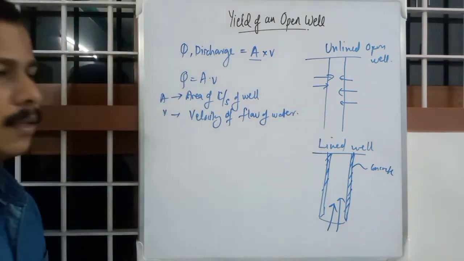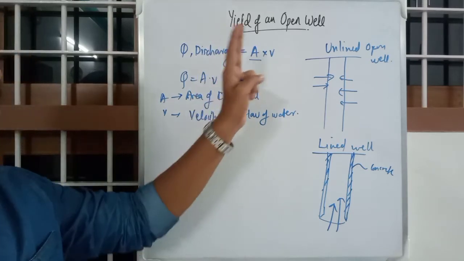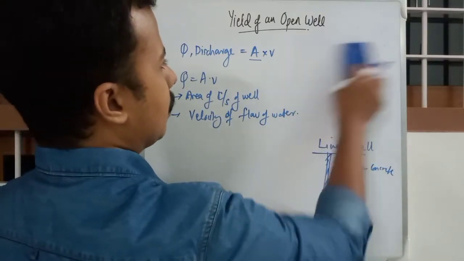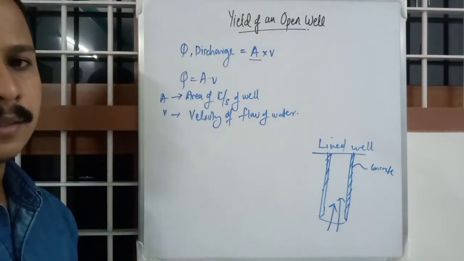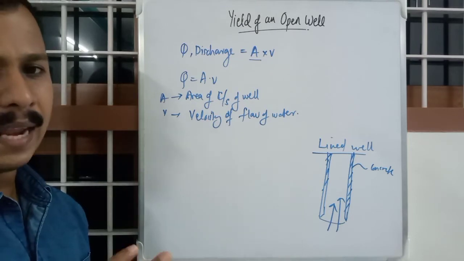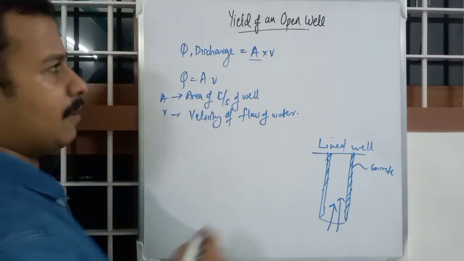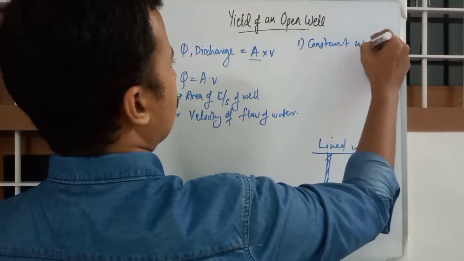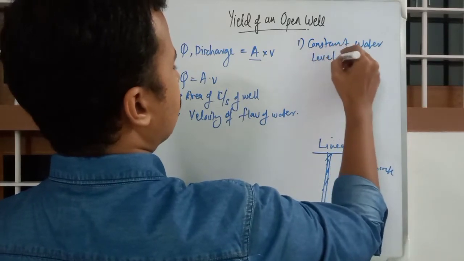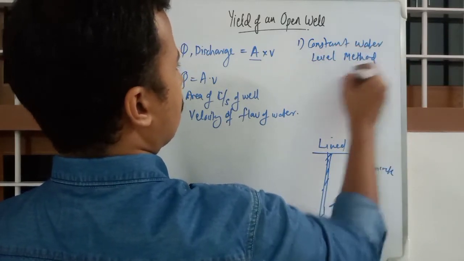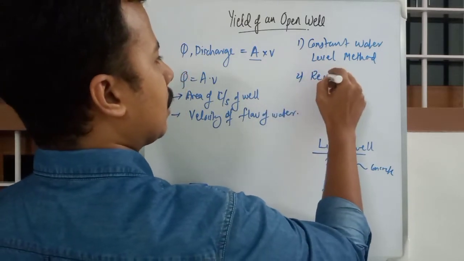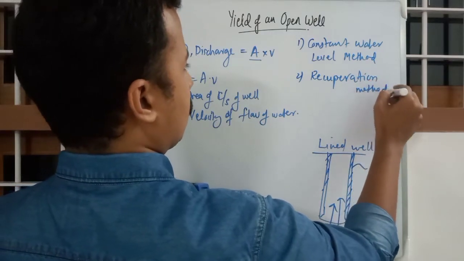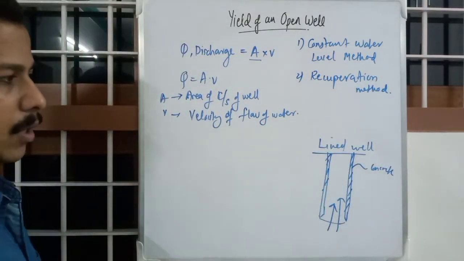So primarily, to find the yield of an open well, right now we are not considering the unlined well. To find the discharge or yield of a lined open well, we have two methods. First method is the constant water level method. Second method is the recuperation method. Right now we are concentrating on the first one.